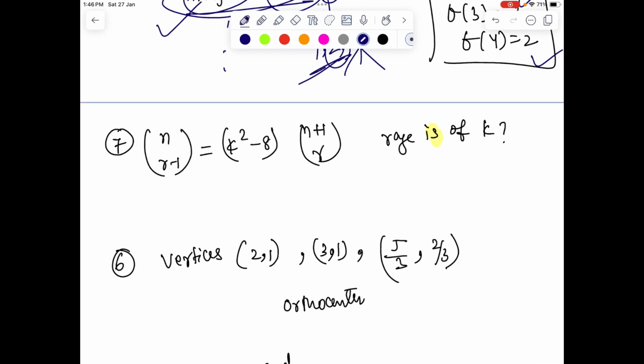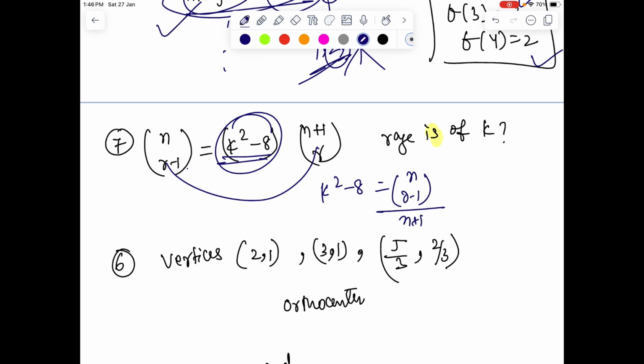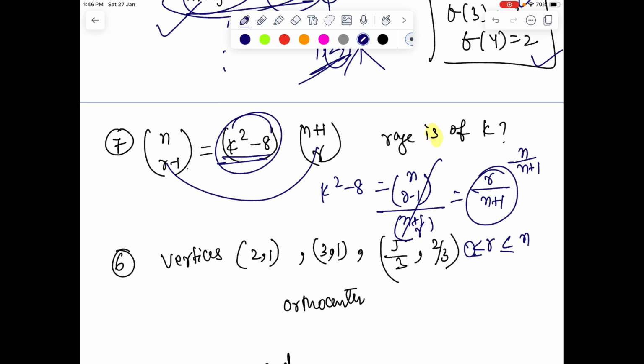Next is from binomial theorem, or you can say basics of permutation and combinations. nC(r minus 1) equals (k square minus 8) times (n plus 1)Cr. So if we do this, similarly k square minus 8 is nothing but nC(r minus 1) divided by (n plus 1)Cr. And after cancellation, you get r by n plus 1. Okay, and now we already know the r value can go maximum up to n and minimum up to 0. So this quantity will go maximum up to n by n plus 1 and minimum up to 0.